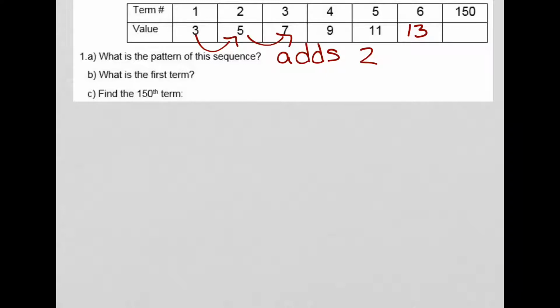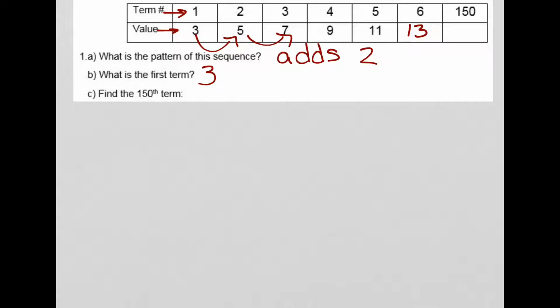So let's go back to the classwork. What's the first term? This is the term number, and the value of the first term is 3. So to find the 150th term, maybe you want to team up with a partner and do this recursively and just keep adding 2, and keep working on it.